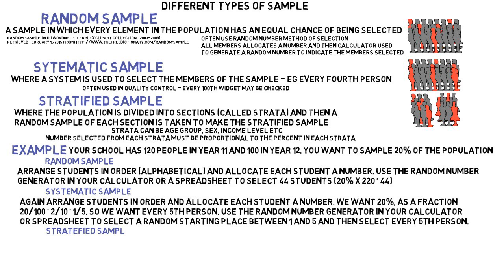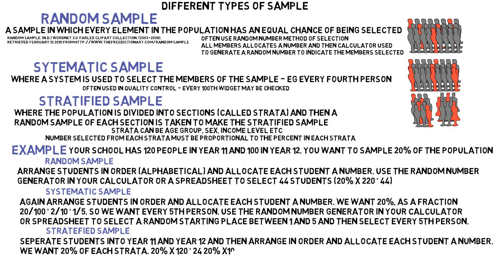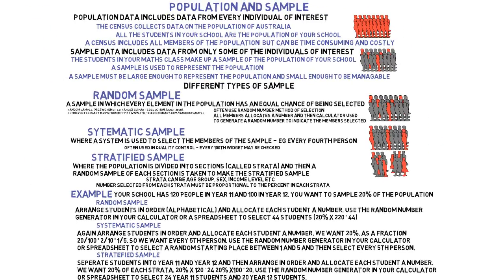Finally, we look at stratified sample, where we separate students into Year 11 and Year 12 and then arrange in order and allocate each student a number. We want 20% of each strata. So 20% of 120 is 24, 20% of 100 is 20. Then we use the random number generator in the calculator or spreadsheet to select 24 Year 11 students and 20 Year 12 students.